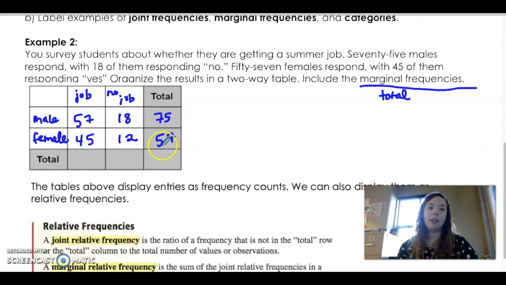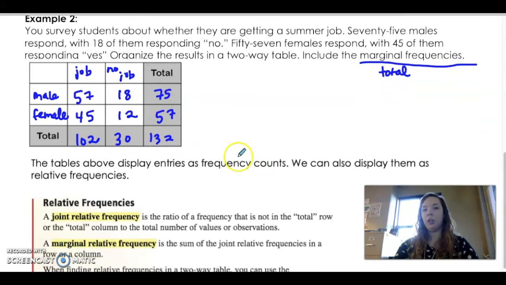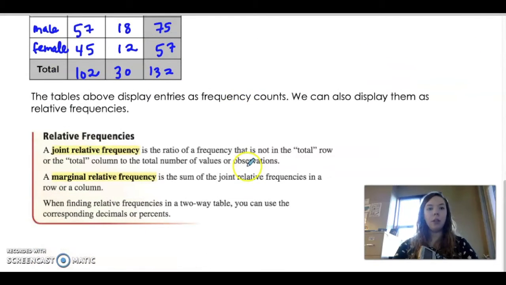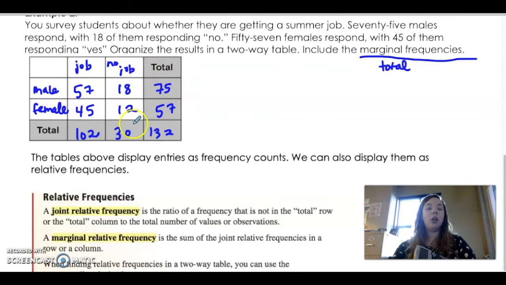And then we can just add down to get these totals. So 57 plus 45 is 102. Then we have 30 and 132. All right, and it's 132 both ways. I was just double checking to make sure it's correct, okay? So this is just a normal frequency. Again, in the cell, that is called a joint frequency. In your totals, that's called a marginal frequency.